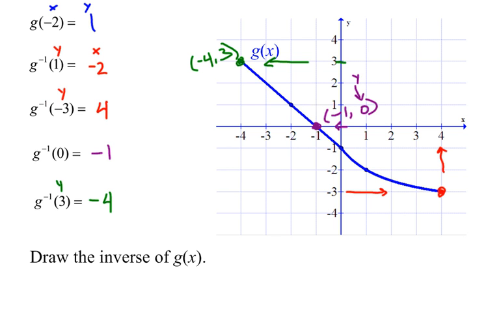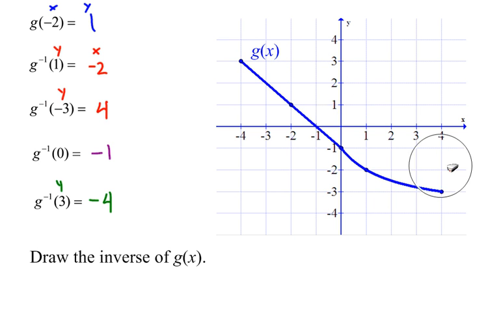All right, the last thing we're asked to do is to draw the inverse. I would encourage you to pause and do that and then check afterwards. All right, so let's take a look at what we have here. Let's start on the left. (-4, 3) is going to become (3, -4). There it is. All right. Let's see, here's the next point. (-2, 1) is going to go to (1, -2). And those were connected with a straight line, so I'm going to connect them with a straight line here.